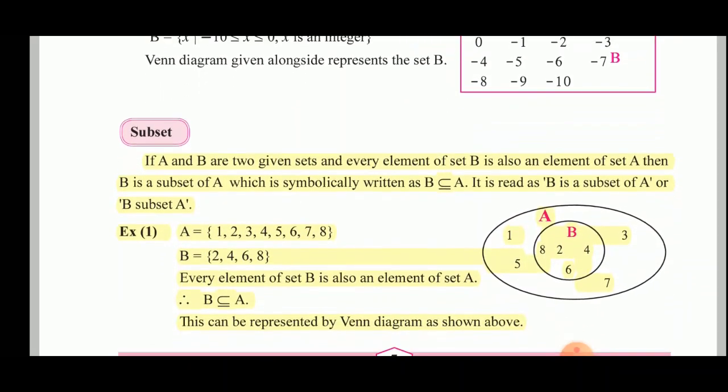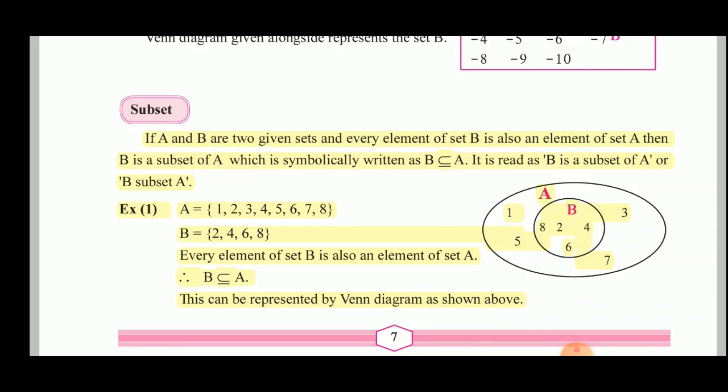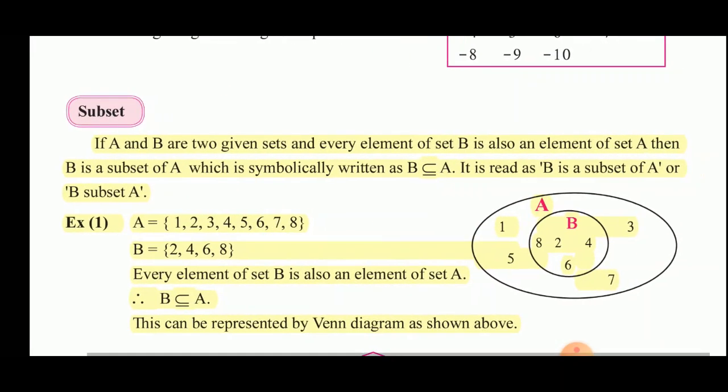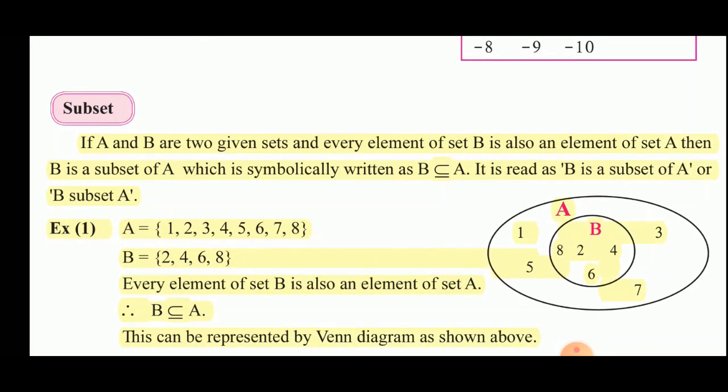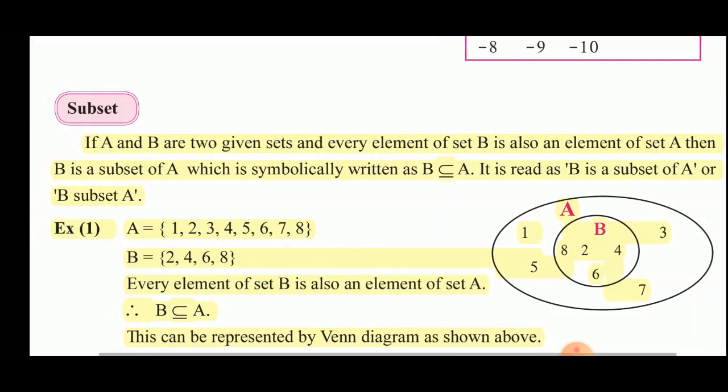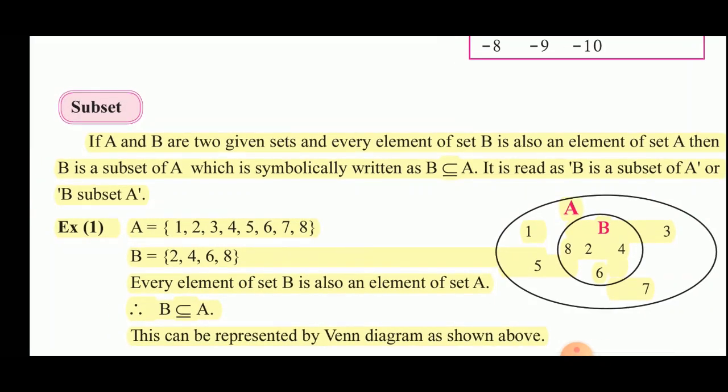Now the next definition is subset. If A and B are given sets and every element of set B is also an element of set A, then B is a subset of A. Symbolically it is written as B is a subset of A, and it is read as B is a subset of A.